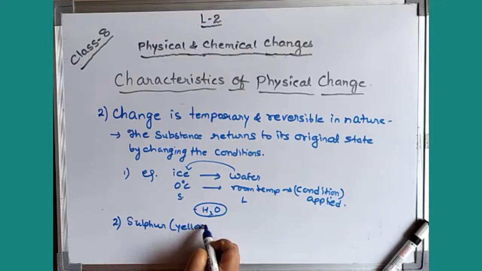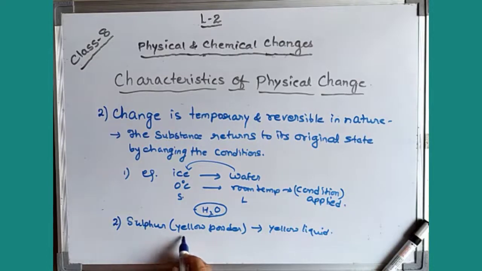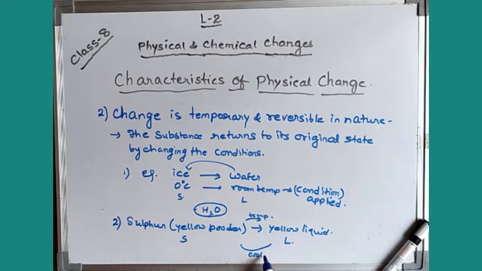Now when we heat this powder, what happened? It changes to yellow liquid. Again we find that the powder, that is solid, changes to liquid when we increase the temperature. Similarly, when it is cooled, it comes back to yellow solid sulfur. That means change of temperature. What is the condition we put? The slight change of temperature makes the solid state change to liquid, and the liquid state changes back to solid. Let us come to the next point.